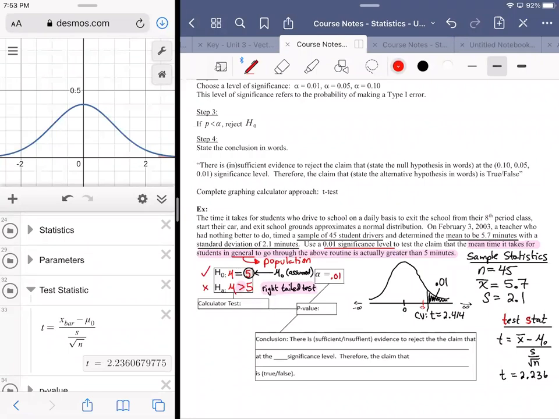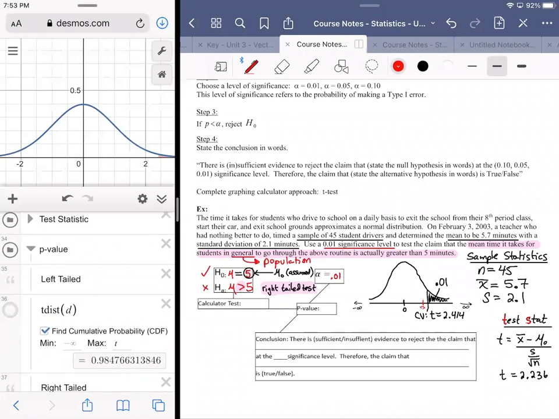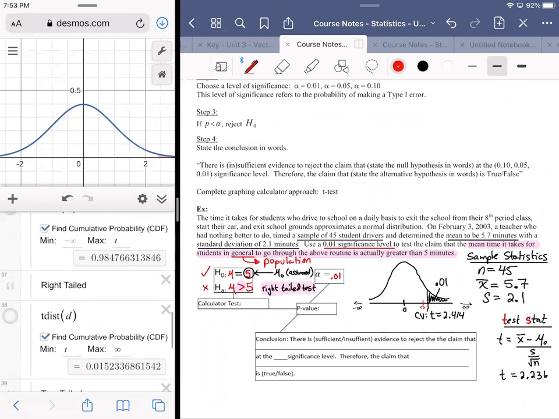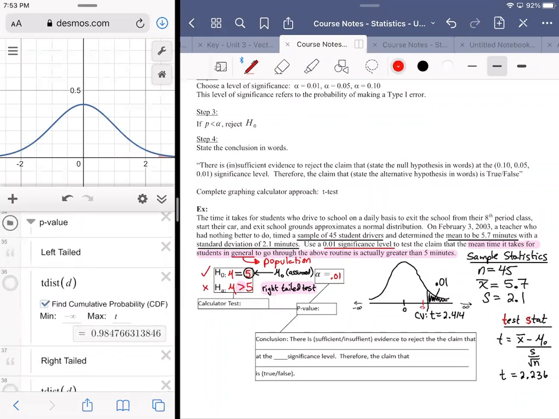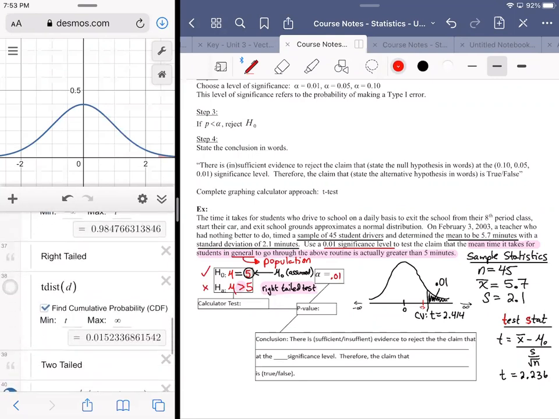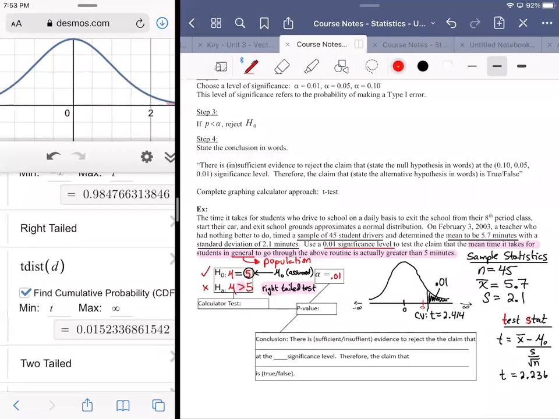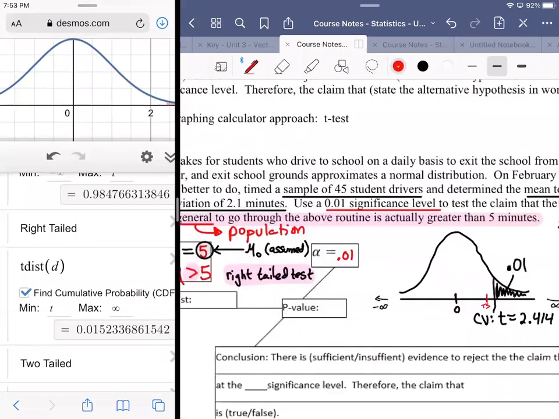All right, and then the only other thing that comes from this is the p-value. And again, it's based on whether it's a left-tailed, right-tailed, or two-tailed. The left-tailed, you can see a probability value is included there where it says t-dist. 0.98, blah, blah, blah. Well, we're not doing a left-tailed, so ignore that. Right-tailed, we have a p-value, a probability value of 0.0152.